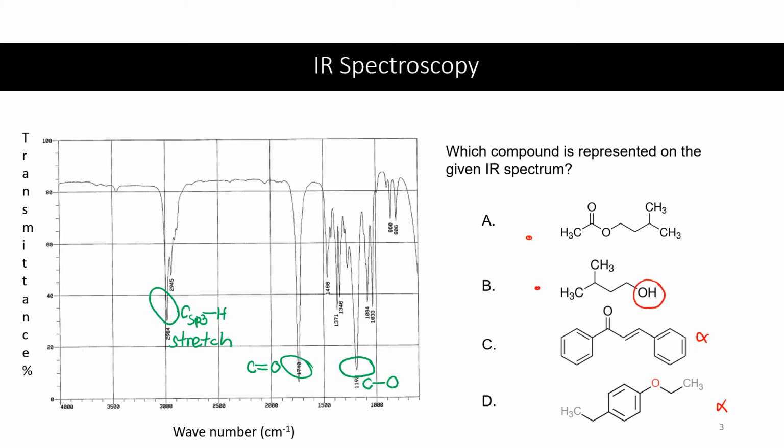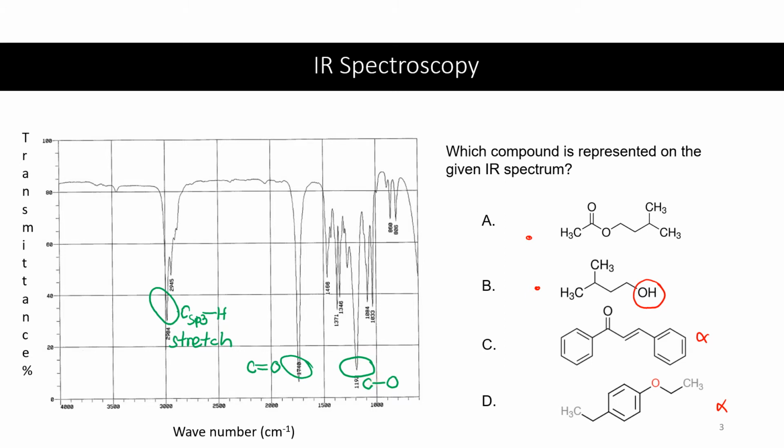If there was an OH, we should have seen a broad peak around this region from 3200 to like 3600, but there is no peak there. And our last choice is this ester. We have a peak for the carbonyl bond, and we have a very strong peak for the CO bond. So that would indicate that there is a CO bond present.